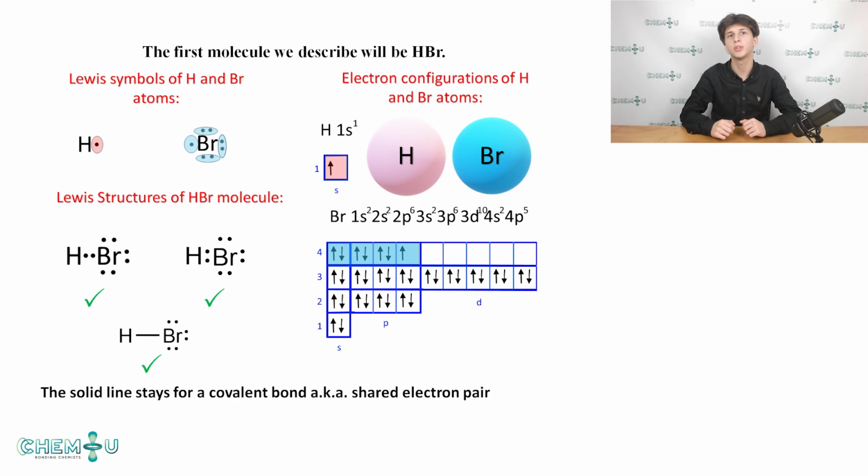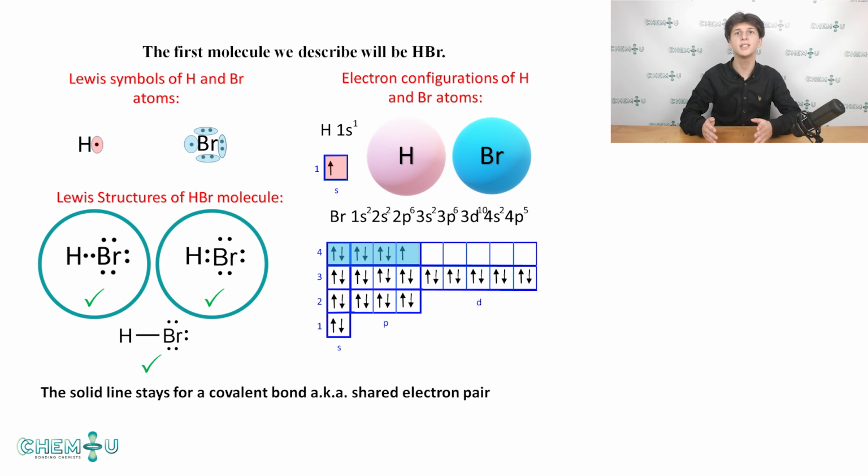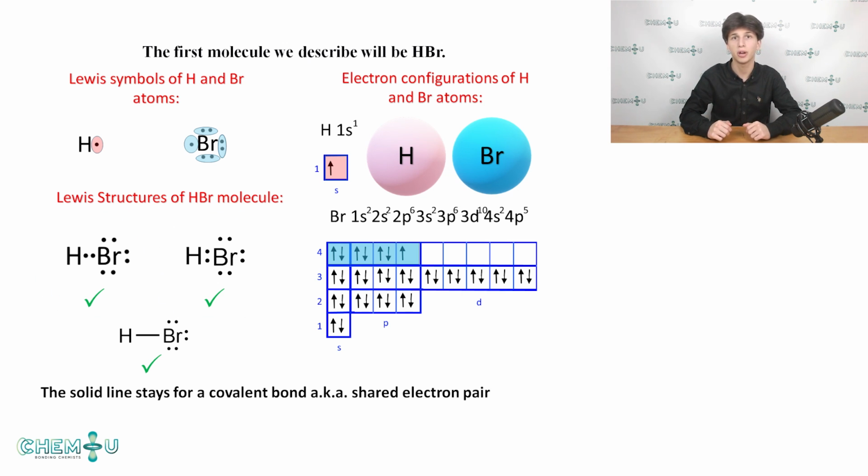The first molecule we describe will be HBr. On the right-hand side you can see the electron configurations of hydrogen and bromine atoms. So the corresponding Lewis symbols are quite obvious. Hydrogen has only one electron highlighted in pink, and bromine has 7 valence electrons in blue. In the bottom left corner you can see the 2 Lewis structures of the HBr molecule. Both of them are equivalently correct.